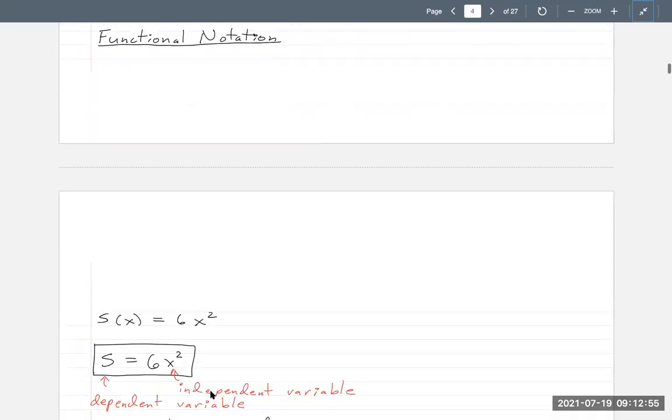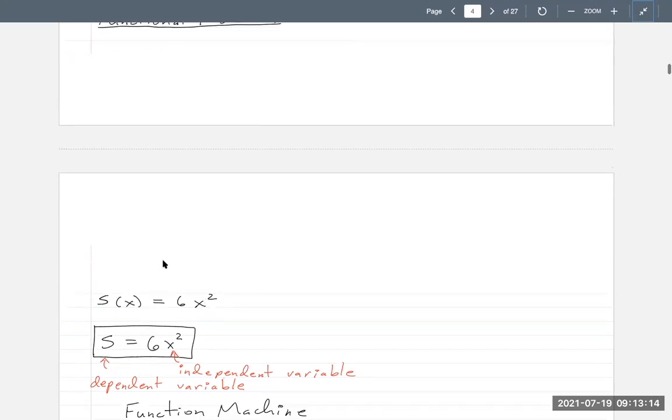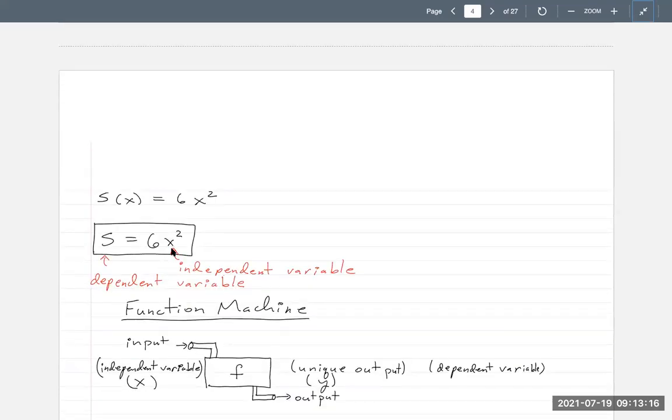We will usually use functional notation to denote the surface area of the box in terms of the length of its side. X here is called the independent variable. S here is called the dependent variable.